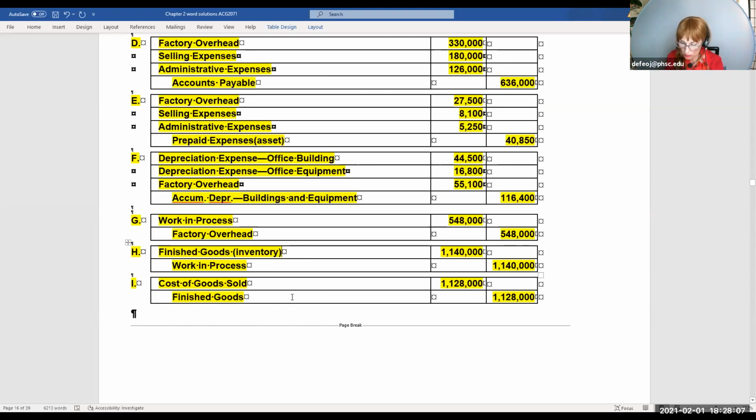Finally, we sold $1,128,000 in cost. I don't know what the selling price is. So we're going to debit cost of goods sold because this is on the income statement. And this finished goods was on the balance sheet. So we're moving it off of the balance sheet onto the income statement as cost of goods sold.